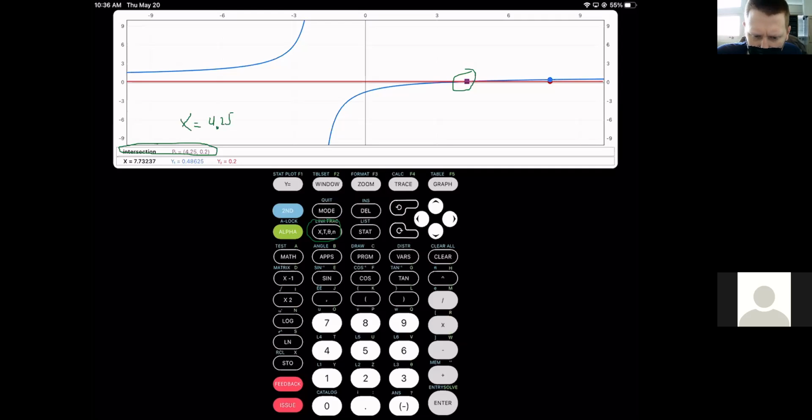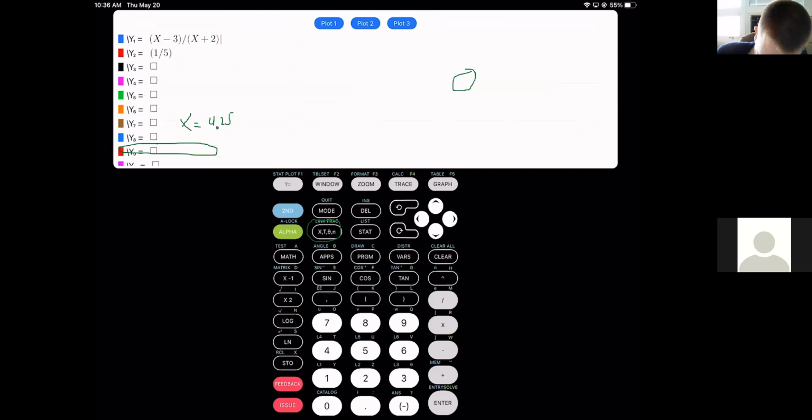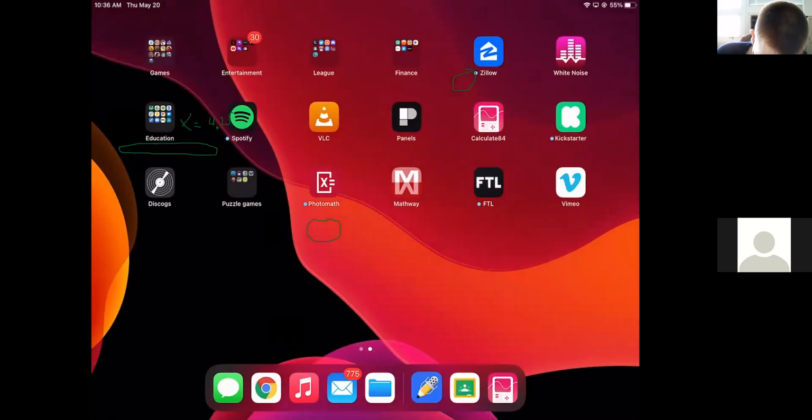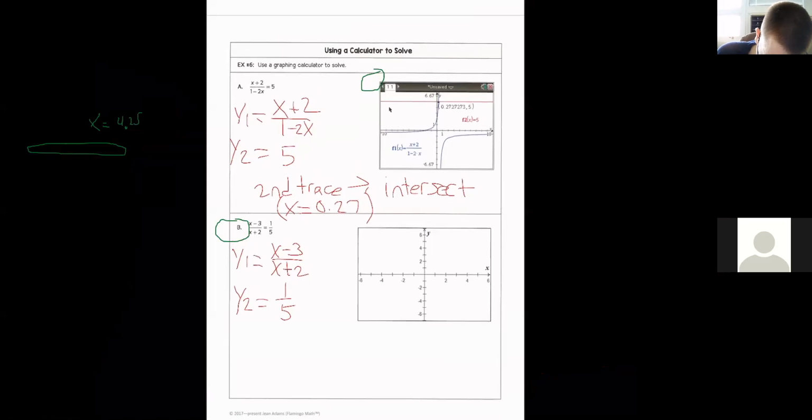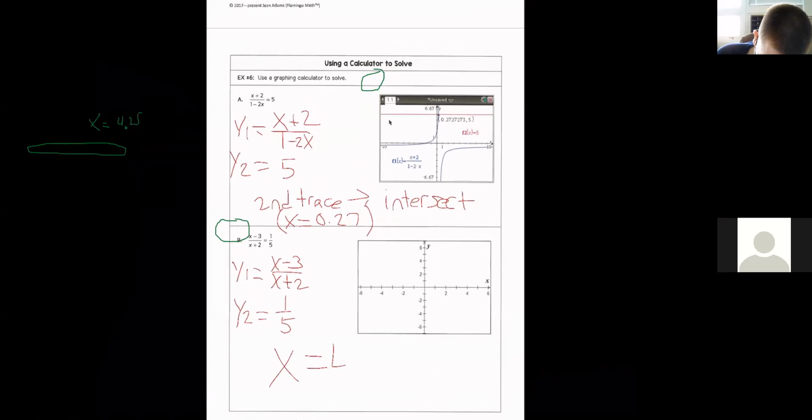So let me just go back to the notes. We'll write that we got that x was about 4.25. You could sketch a picture of what you got, but I don't really care, so I'm just going to cross that out. That's what they're going with that blank graph. You can sketch what you see on your screen.